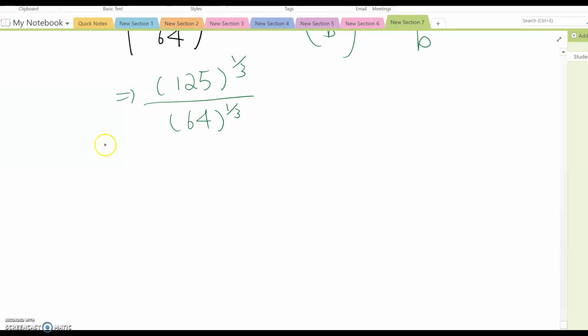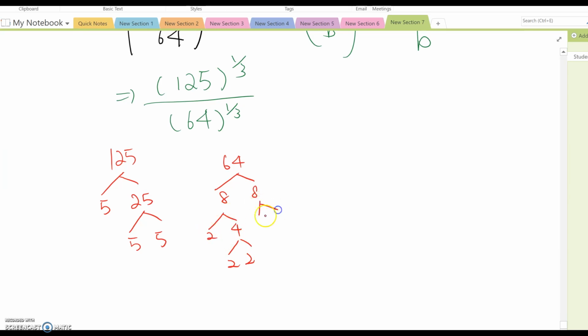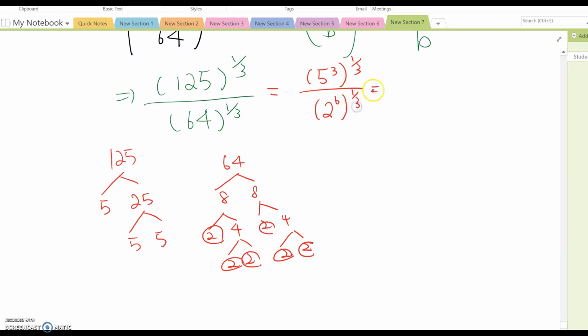So 125 means 5 times 25. 25 means 5 times 5, and 64 is 8 times 8, 2 times 4, and 2 times 2, 2 times 4, and 2 times 2. So 1, 2, 3, 4, 5, 6. So you can rewrite this as 5 cubed to the 1/3 over 2 to the 6 to the 1/3.